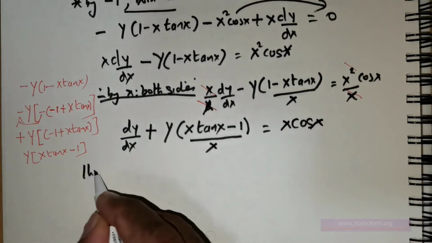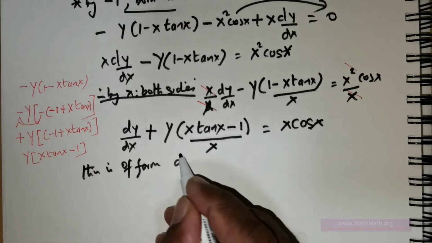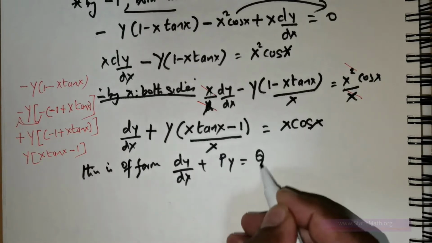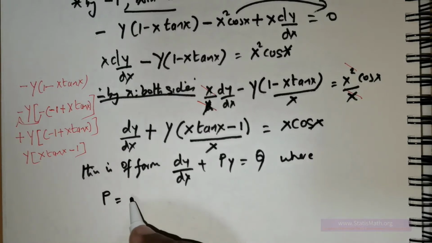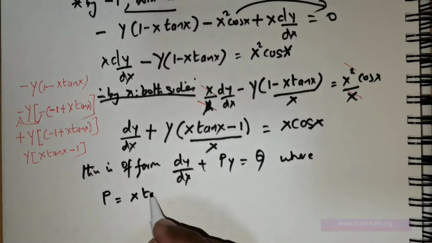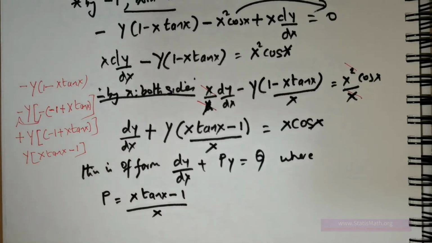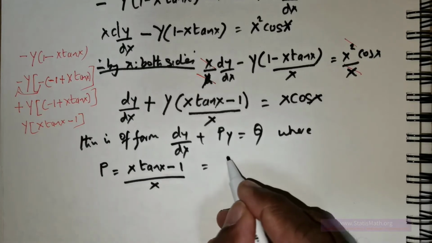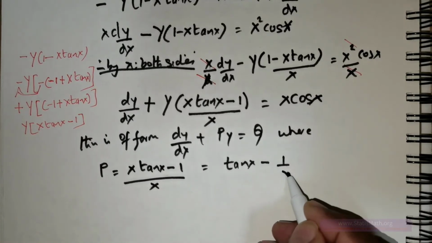Now this is of the form dy over dx plus p times y is equal to q, where my p is equal to x times tan x minus 1 divided by x. So this is what my p looks like. Now I can rewrite this as tan x minus 1 over x.